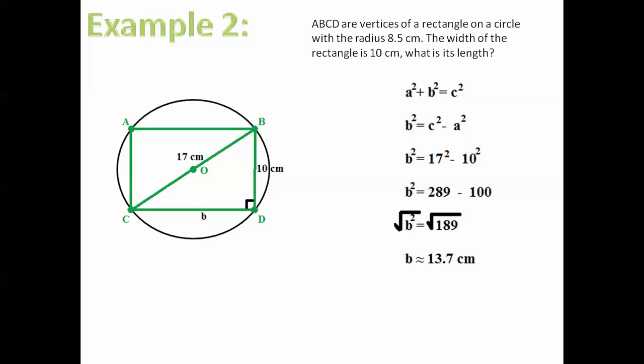We're looking for b because the side length is not squared, it's by itself. So we take the square root of both sides. So b is roughly equal to 13.7 centimeters. That's the end of the examples for this section.